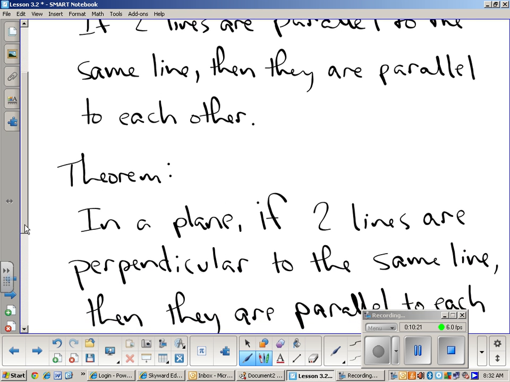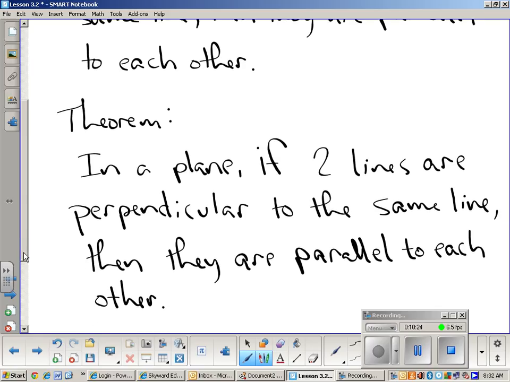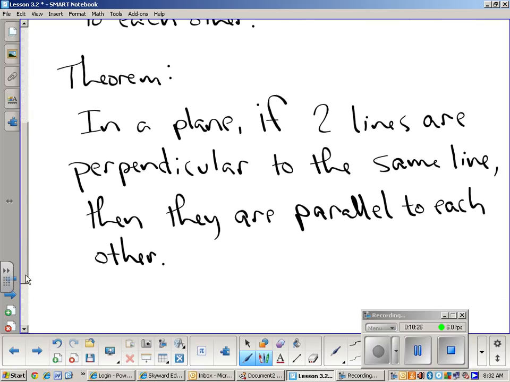The second one says in a plane, if two lines are perpendicular to the same line, then they are parallel to each other.